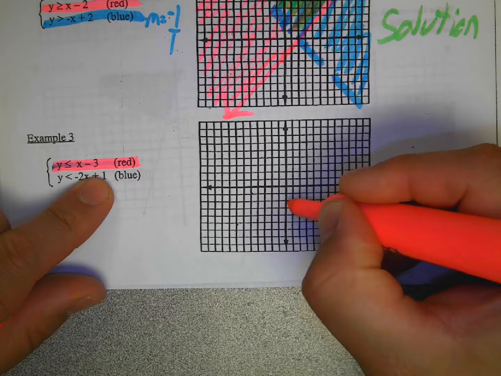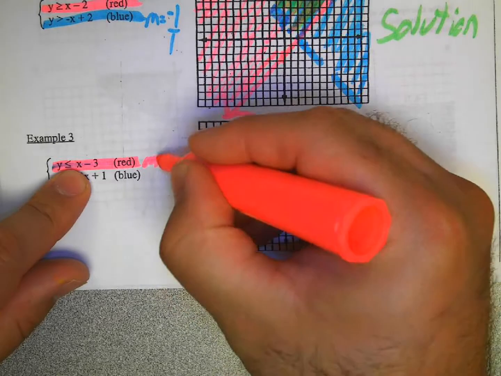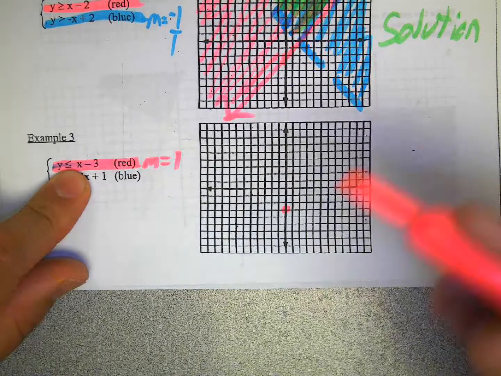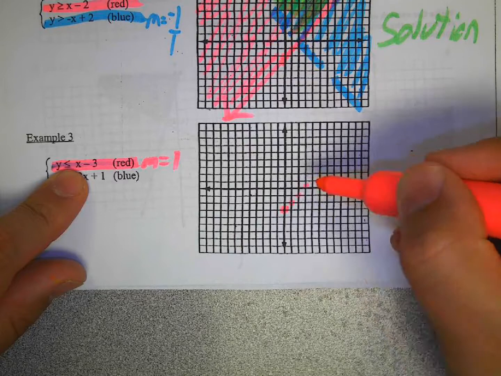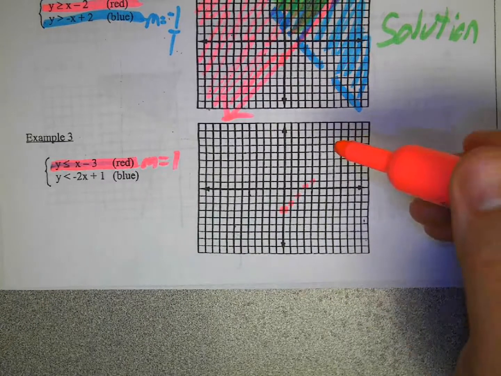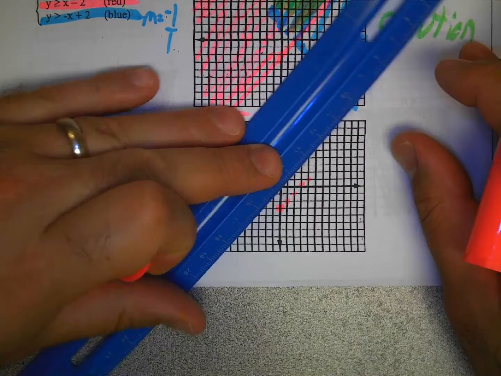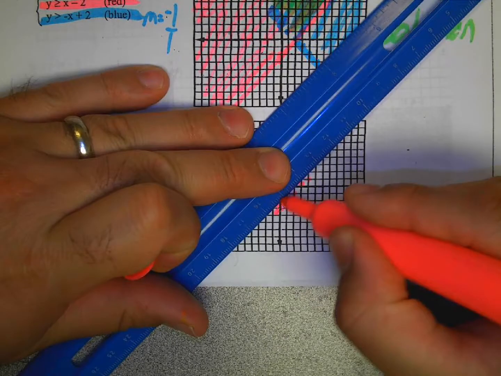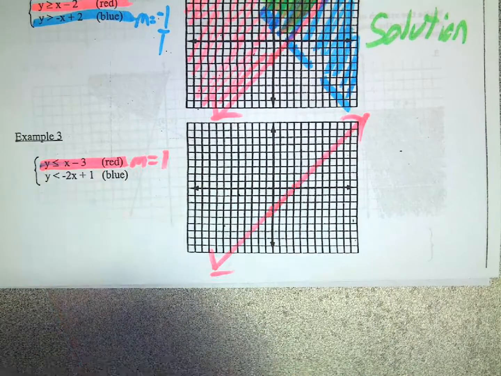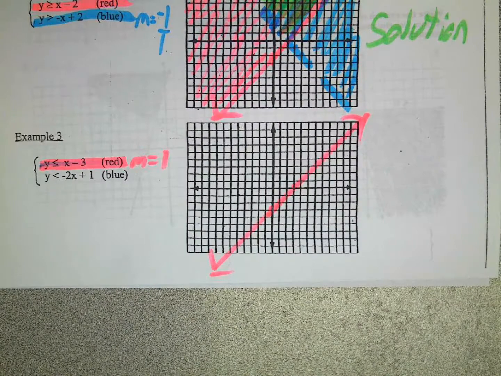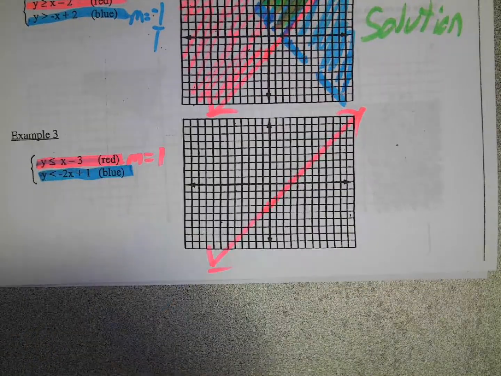Down 3. And then my slope, if there's nothing in front of x, your slope is 1. So I'm going to go up 1 over 1, up 1 over 1, up 1 over 1. Solid line, right? Solid line, because it's greater than or equal to. So when you got a greater than or equal to, it's going to be a solid line. Whereas this blue line I'm about to make, that's going to be dashed.